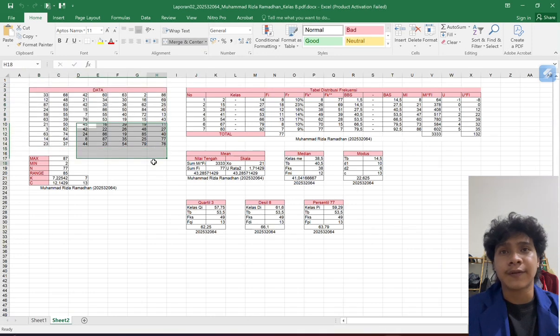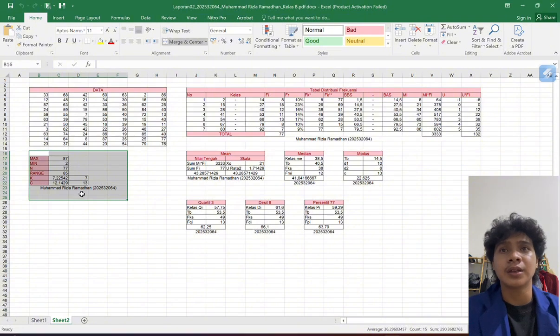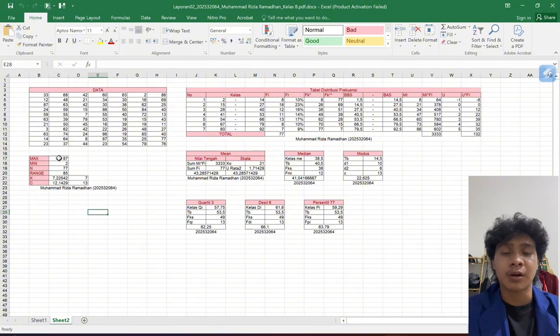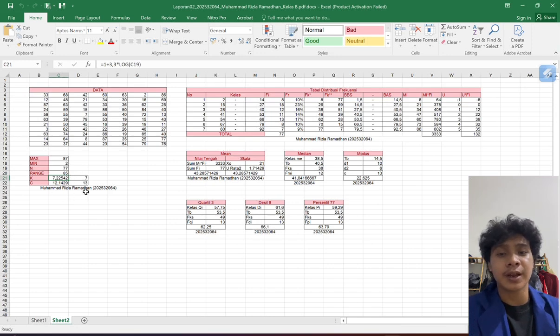Next, I calculated several basic statistic values. The maximum value of the dataset is 87, while the minimum value is 2. The total number of observations, or N, is 77. By subtracting the minimum value from the maximum value, I obtained a range of 85. After finding the range, I determined the number of classes using Sturges' formula, which is 1 plus 3.3 times the logarithm of n. The result was approximately 7.23, which was rounded to 7 classes.